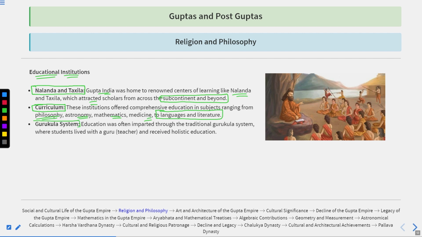Thereafter, the Gurukul system was there. Education was often imparted through the traditional Gurukul system. Like we know, in ancient India there was a Gurukul system. There were no schools, but the home and residing place of the teacher became a place where students went and learned various kinds of knowledge. The students generally lived with a guru or teacher and received a holistic education in various fields. Remember this.